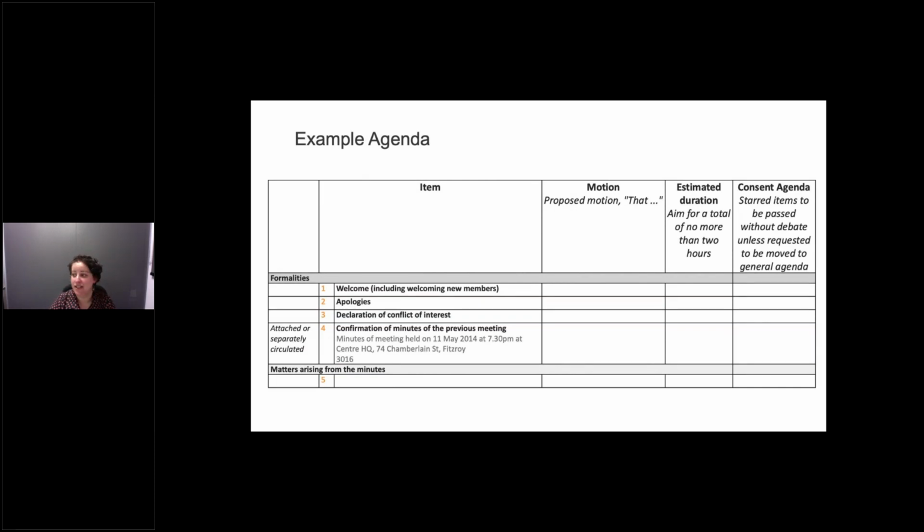As you can see, you've got some information. So I'm just going to look to the right here for a second. We've got the item that's going to be discussed. You can also fill in as you go any motions that have already been decided are going to be discussed around that particular item, and some formalities there. You know, welcoming people, apologies, people who have advised that they're not attending the meeting, declaring any conflicts of interest, and the confirmation of the minutes.